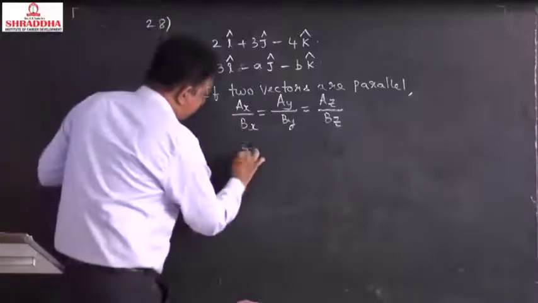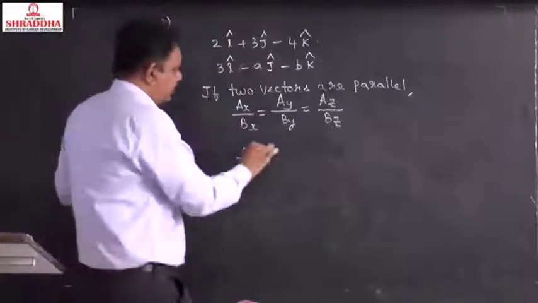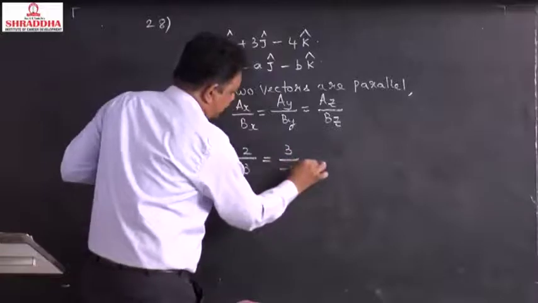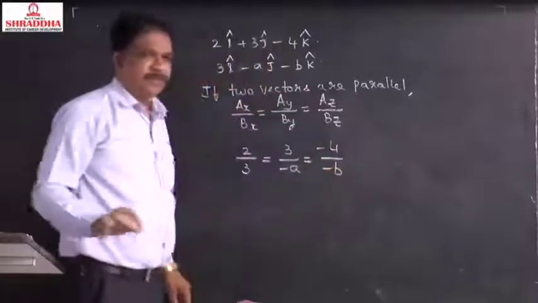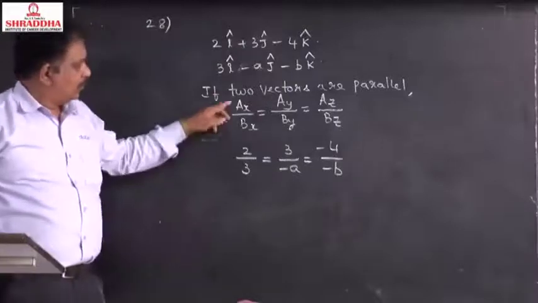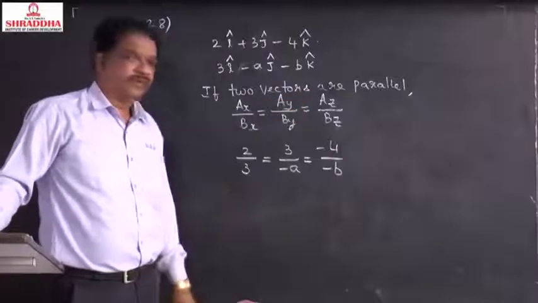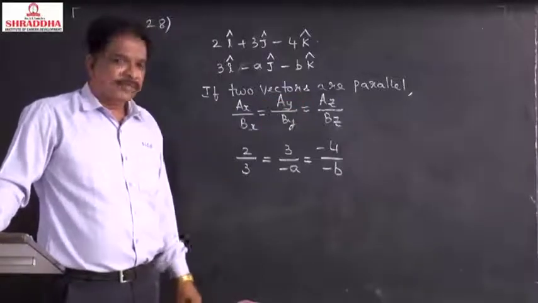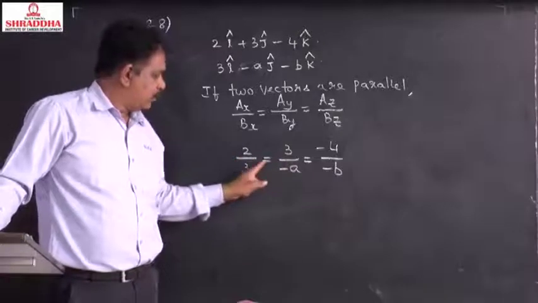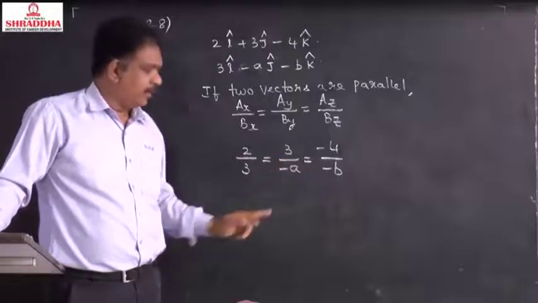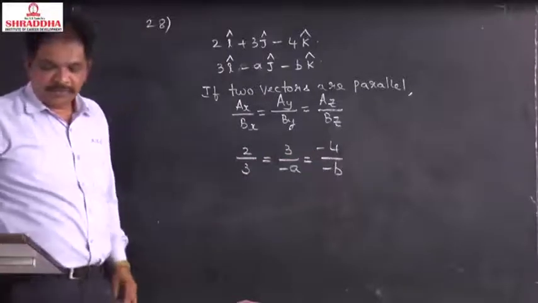Here it will be 2 by 3. Here it will be 3 by minus a. Here it will be minus 4 by minus b. Okay. Ax by bx is equal to ay by by is equal to az by bz. Find a and b values. Equate these two, you can get a value. Equate these two, you can get b value.